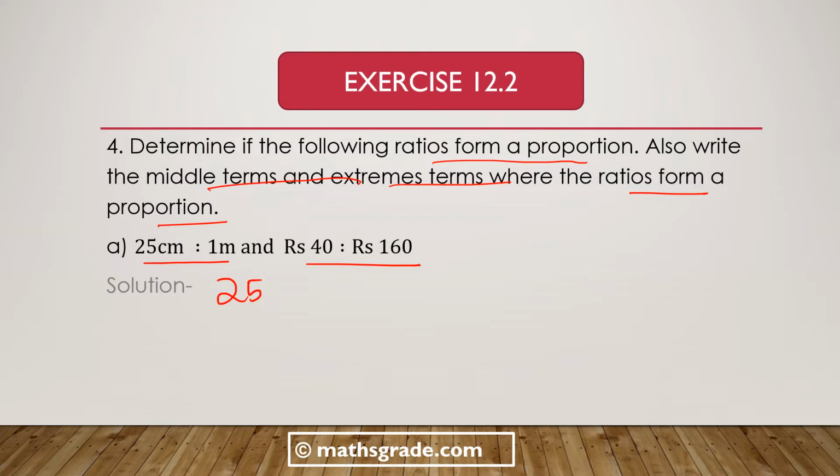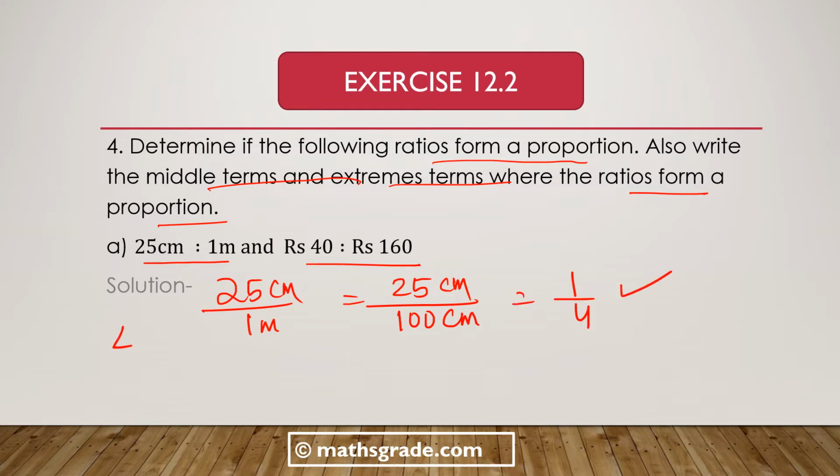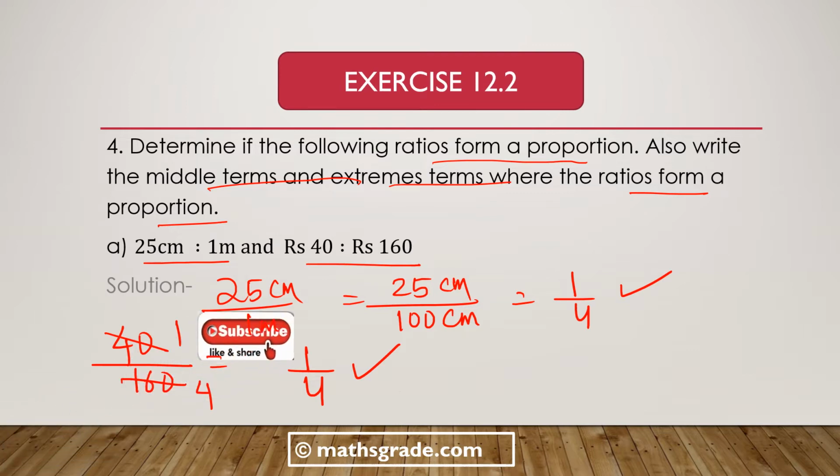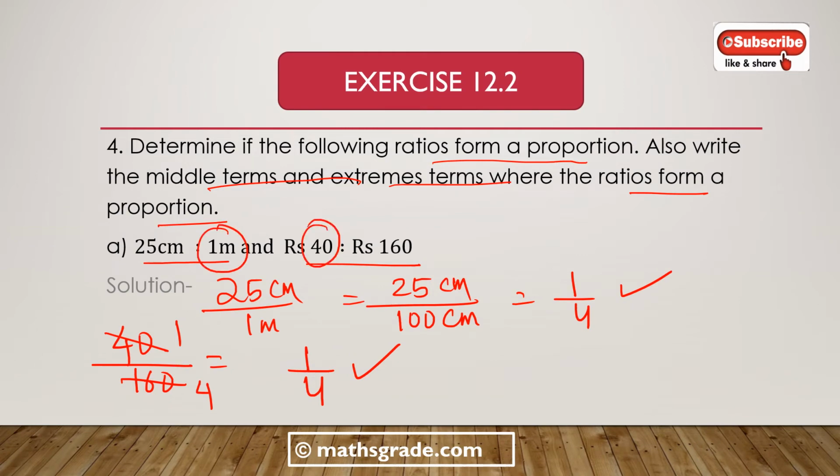25 centimeter by 1 meter will be 25 divided by 100. This is 1 by 4. And 40 rupees divided by 160 rupees is 40 divided by 40 is 1, 160 divided by 40 is 4, 1 divided by 4. So these ratios are in proportion.